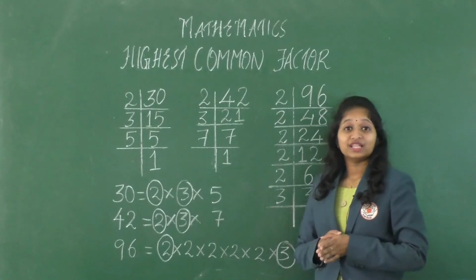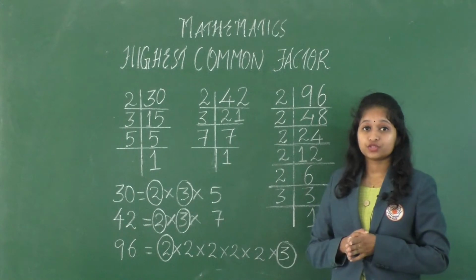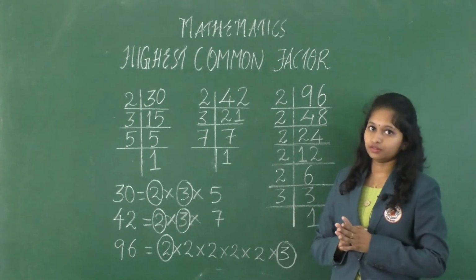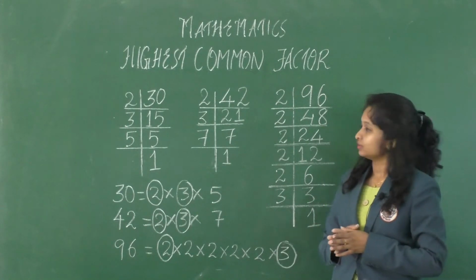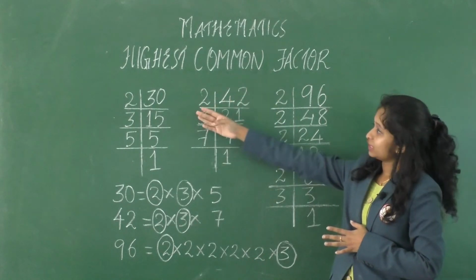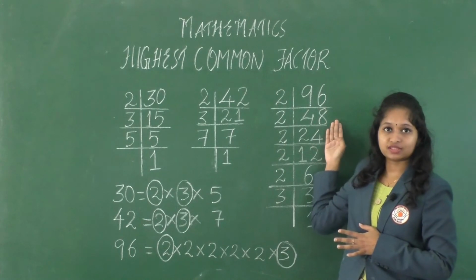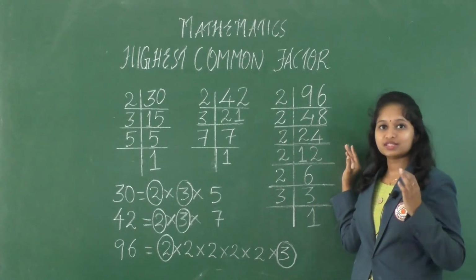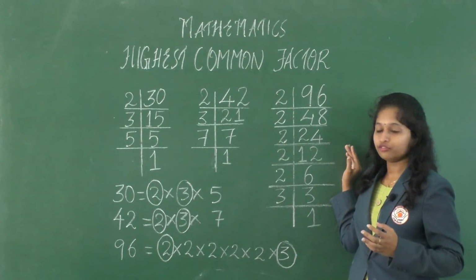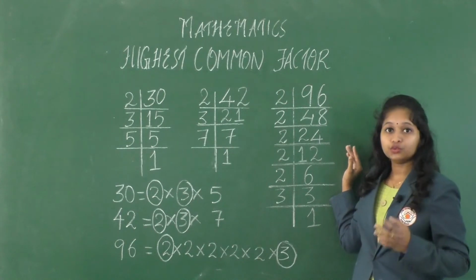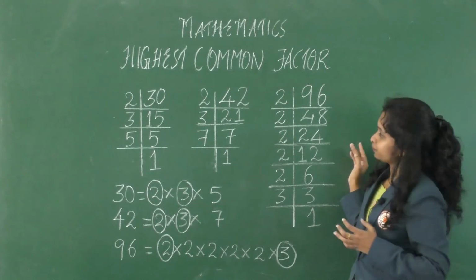So now let us learn HCF using prime factorization method. You have already learned it, right? So here I have an example of 30, 42, 96. Find the highest common factor of 30, 42 and 96.